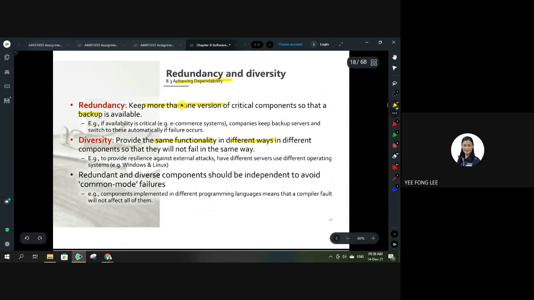How about diversity here? Diversity means the same functionality but in a different way. Both redundant and diverse components should be independent, to avoid common mode failure. For example, components implemented in different programming languages mean that a compiler fault will not affect all of them, because they have different versions.